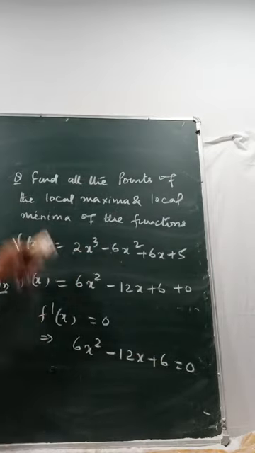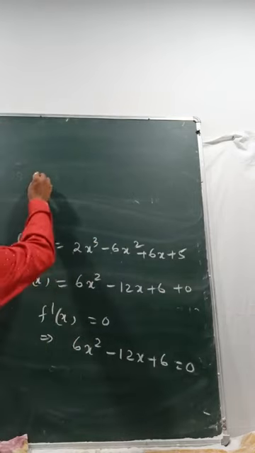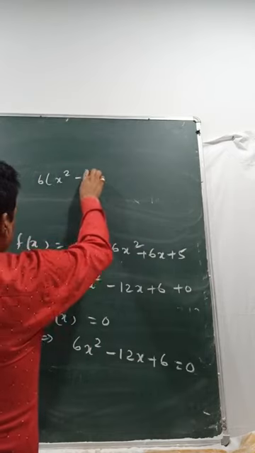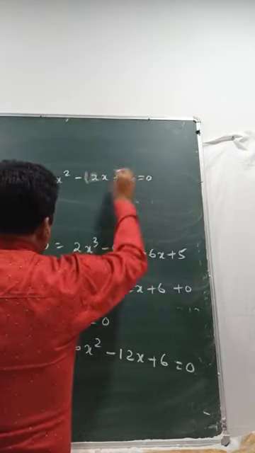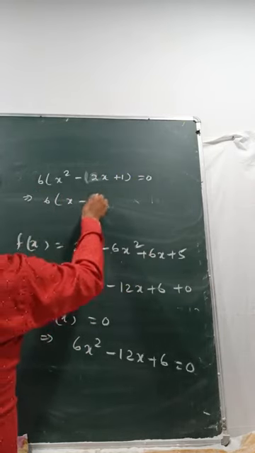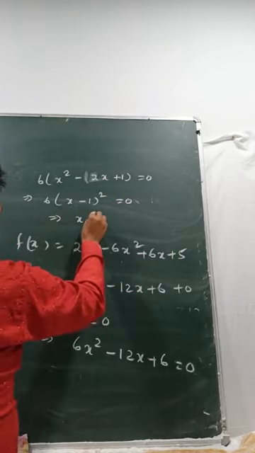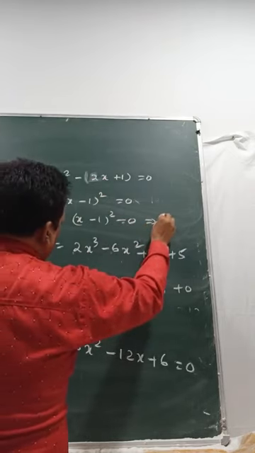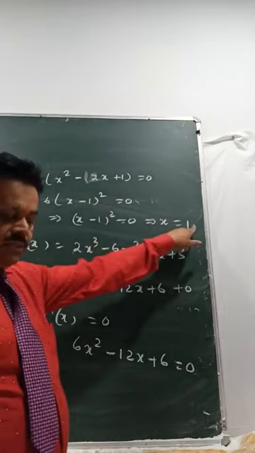How to simplify it? Then 6 common: x square minus 2x plus 1 equals to 0. This implies 6 into x minus 1 whole square equals to 0. This implies x minus 1 whole square is 0, which implies x equals to 1. Okay. The point c you got is 1.